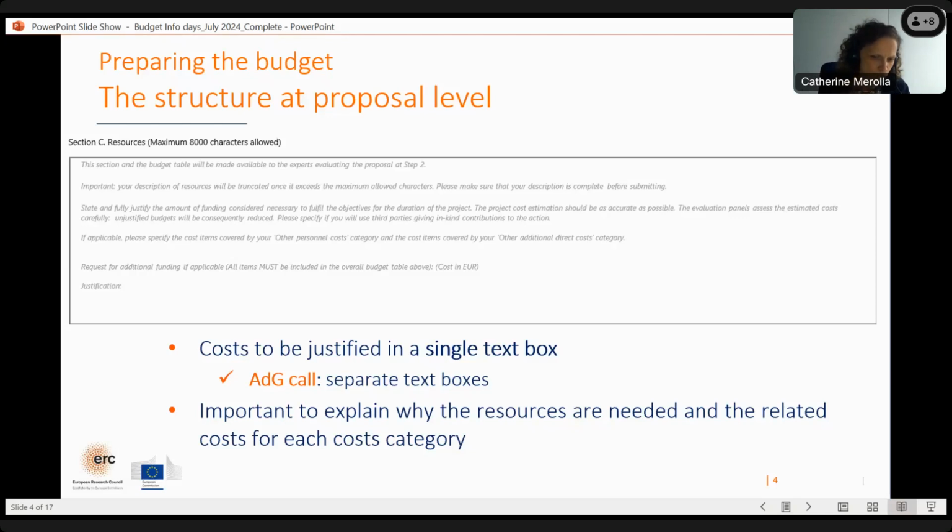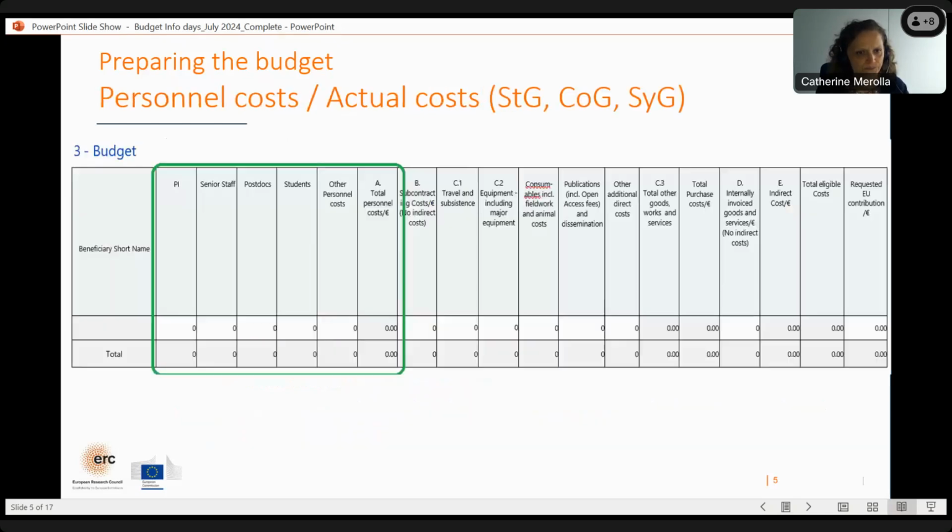Just a note here, for advanced call, the resource section will be a little bit different. It's not just one single text box. It's divided in 6 text boxes. But if you have a look at the information for applicants or at the video that was just mentioned in the first presentation, there is all the explanation that you need to deal with it.